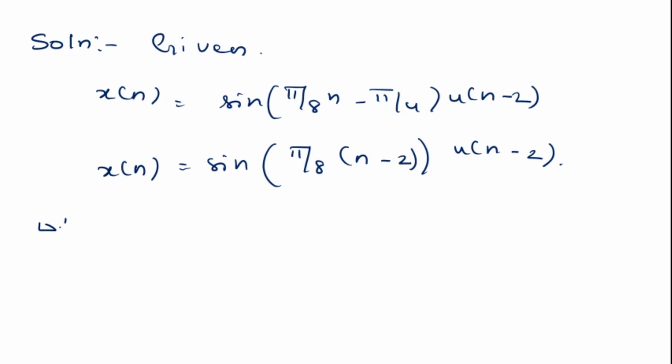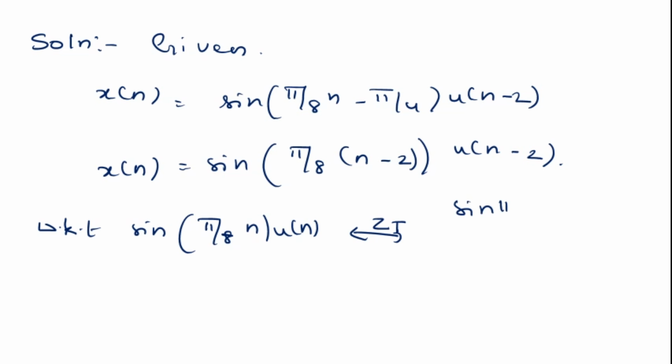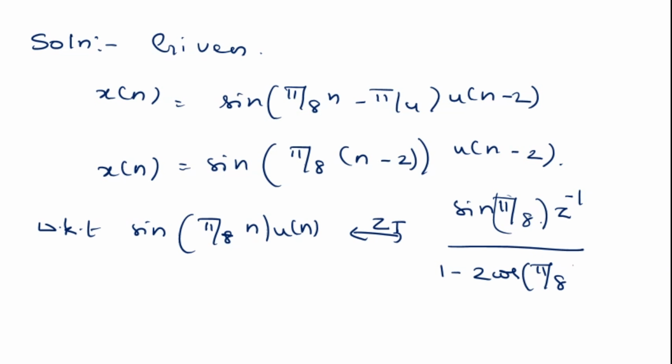and we know that sine of pi by 8n into u of n, if you take the transform, we get sine pi by 8 z inverse divided by 1 minus 2 cos pi by 8 z inverse plus z to the power minus 2.